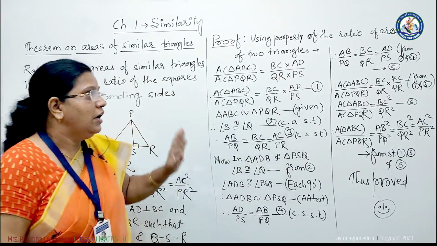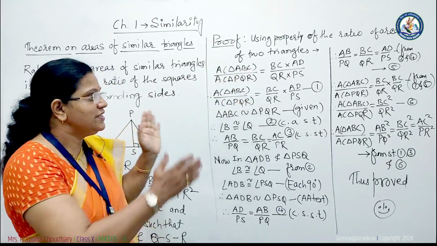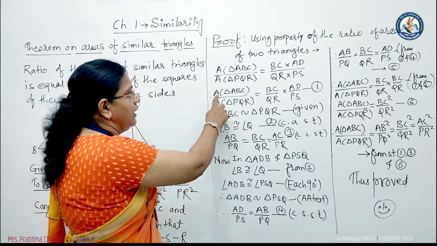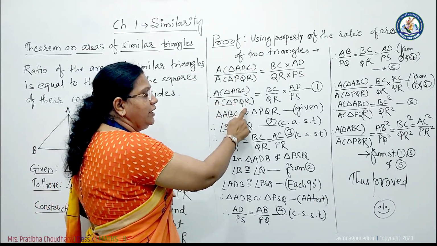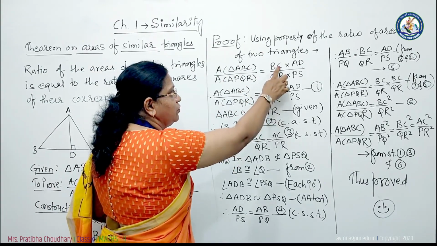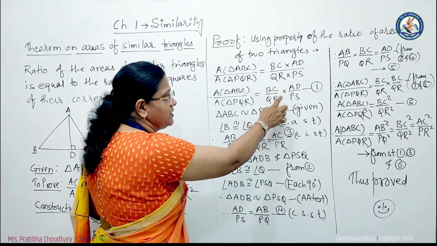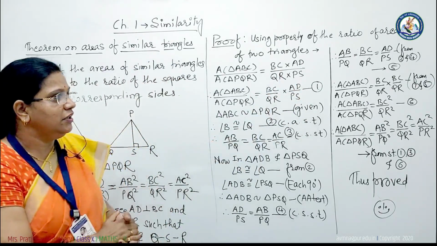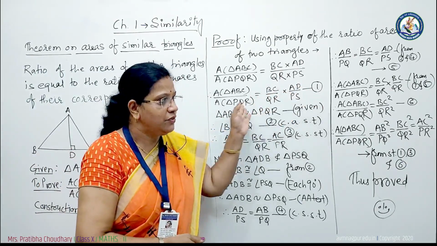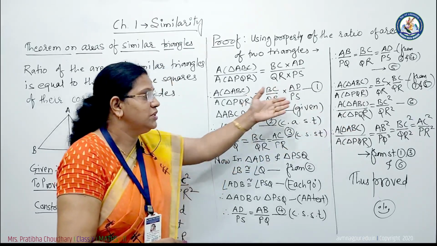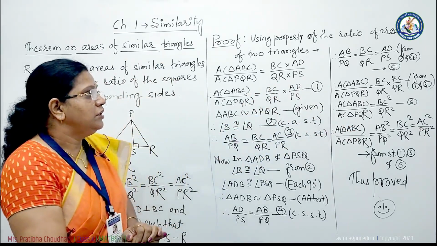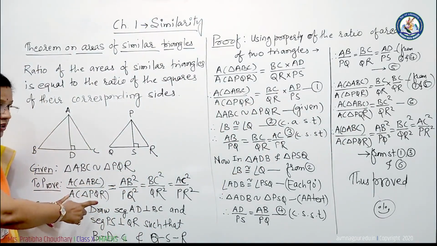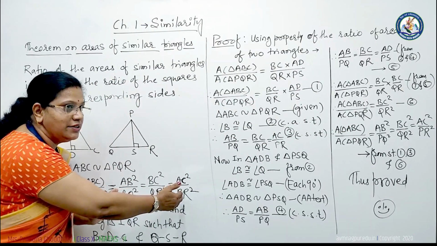Now after writing this, we will just take the ratio of bases and the ratio of heights. Area of triangle ABC upon area of triangle PQR is equal to BC upon QR, the ratio of the bases, multiplied by the ratio of their heights, AD upon PS, and give it statement number 1. As we are going to use this further again, you just give the number 1. Now we got the left hand side of the proof. We got it. Now we should concentrate on the right hand side.